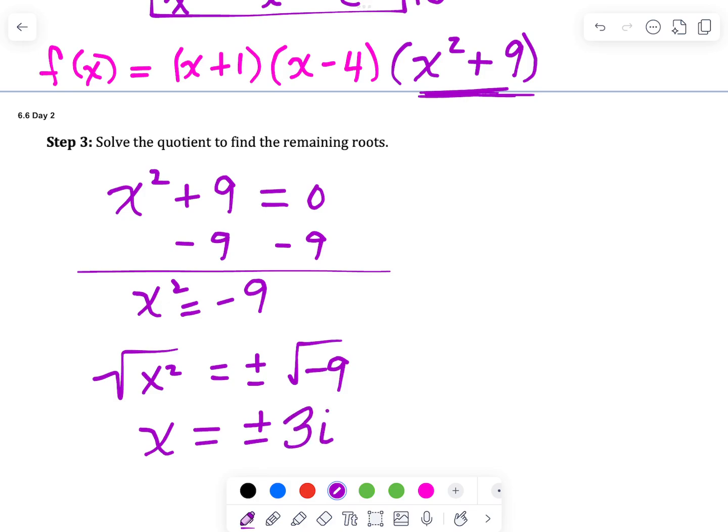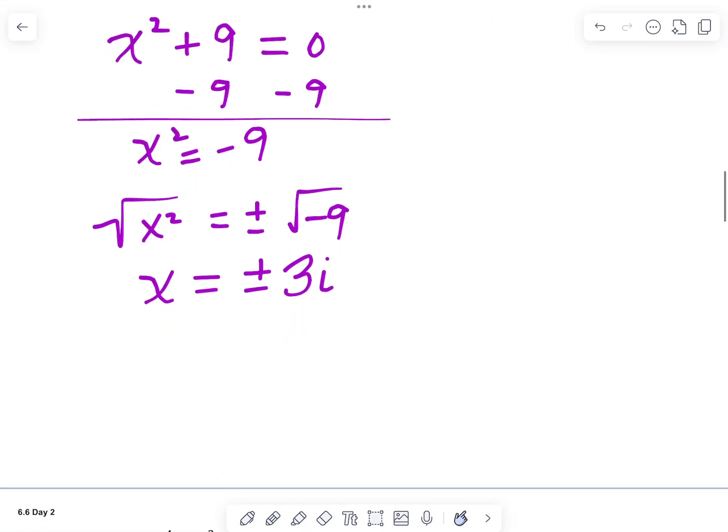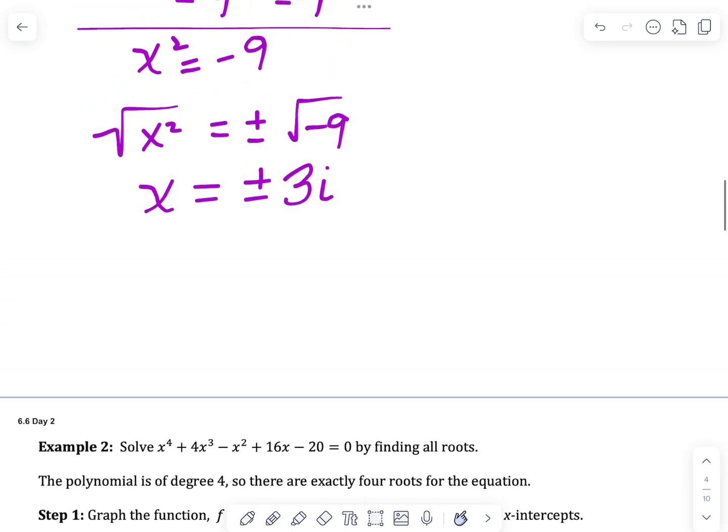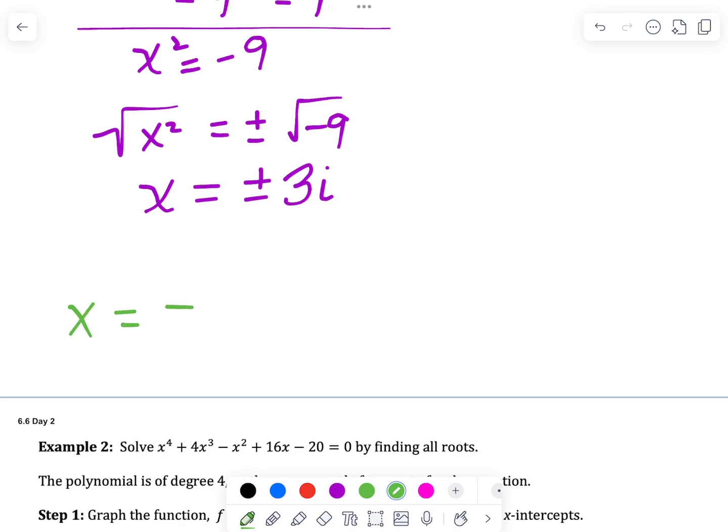So we have two roots. They are complex roots. They are complex conjugates of each other. So our 4 roots altogether are negative 1 and positive 4. There were 2 real roots that were x-intercepts. And then our 2 complex roots that are not x-intercepts.